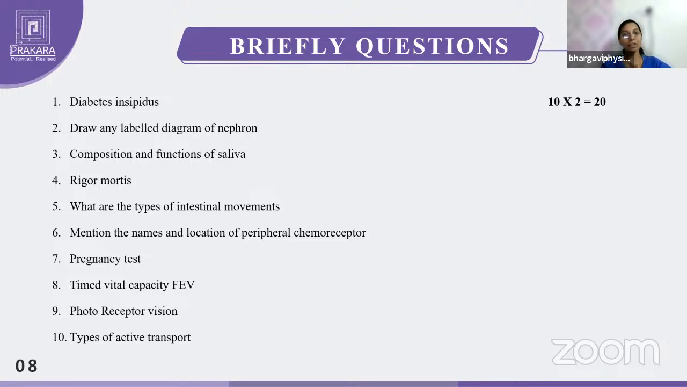Then next is mention the names and location of the peripheral chemoreceptors. This is also a very direct question. Okay. So you have to keep the side heading of peripheral chemoreceptors.